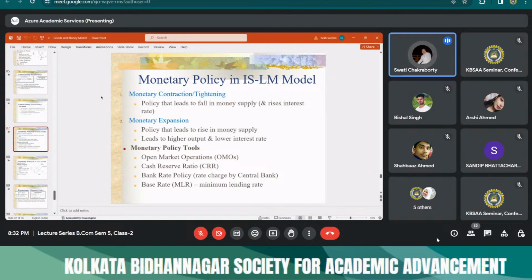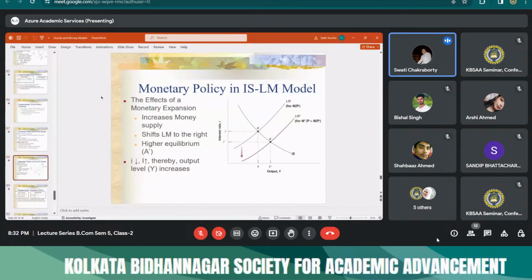Can we go to slide number 88, please? Slide 88. Yes. So what happens when there's an increase in the money supply? We know the LM curve shifts to the right, and so we have the new equilibrium point A dash. So what happens here? The rate of interest is going down. Rate of interest going down means the cost of borrowing becomes cheaper. So investment goes up. Investment going up means output increases. That's why i decreases, but Y increases.